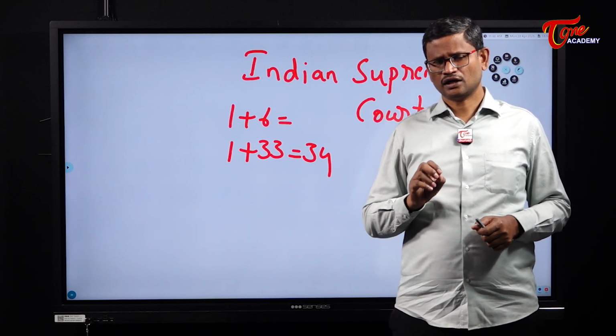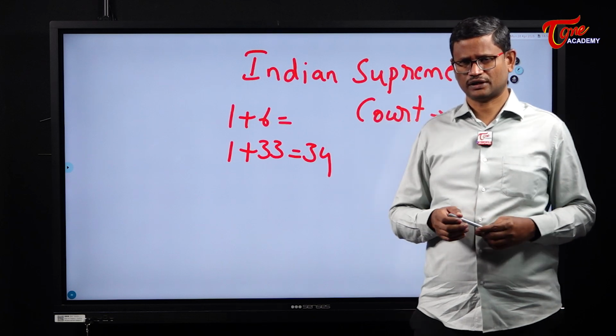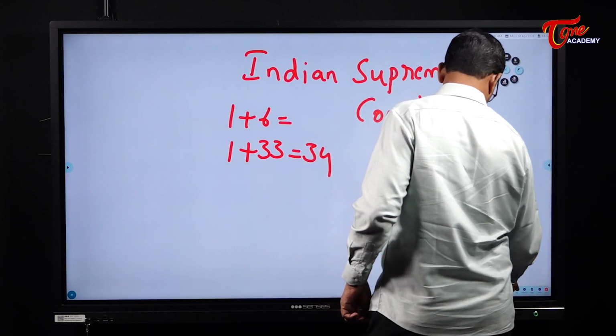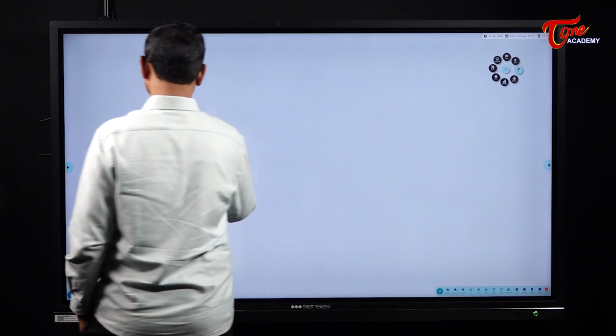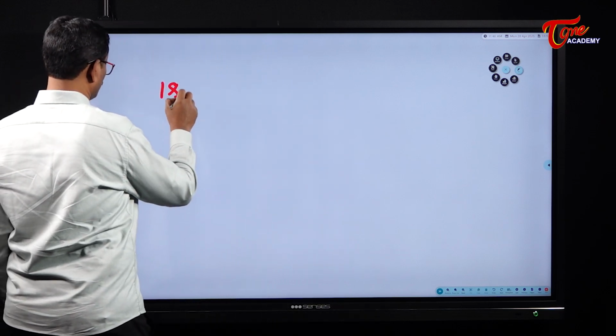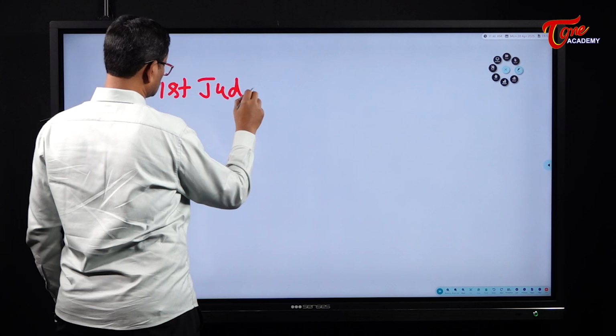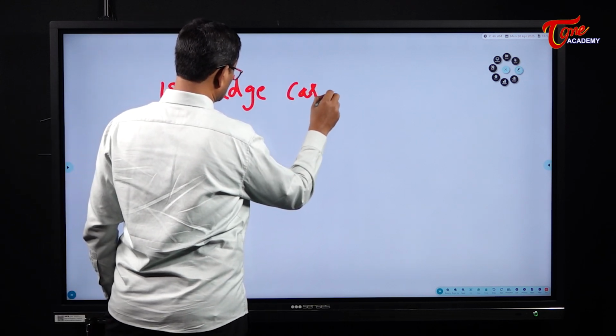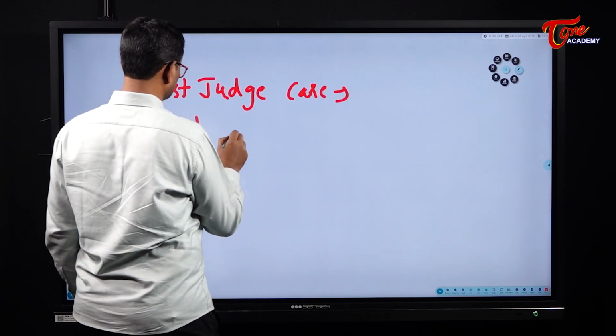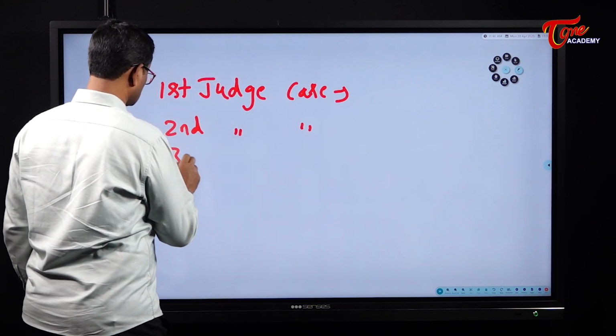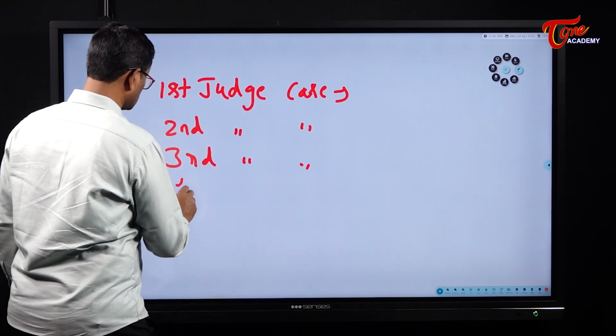These are the qualifications to become a judge of the Supreme Court. And then, how are the judges of the Supreme Court appointed? Here there are three important cases which we say: first judge case, second judge case, third judge case, fourth judge case.